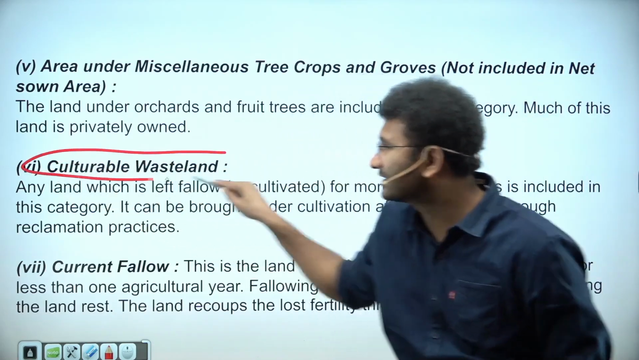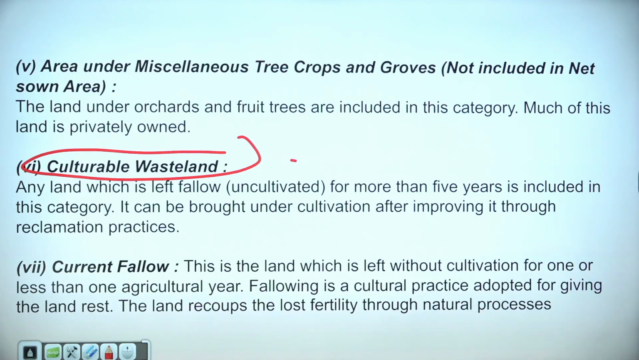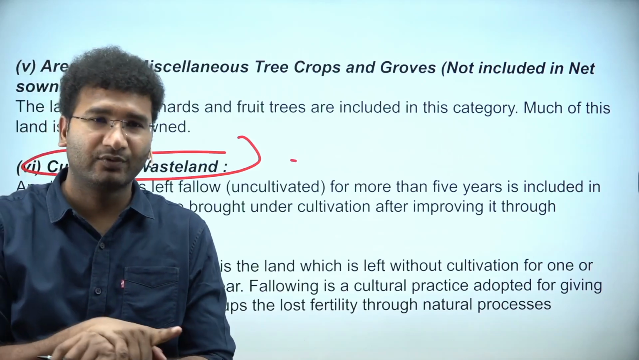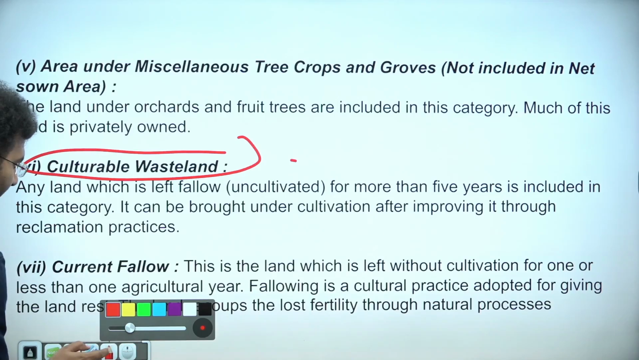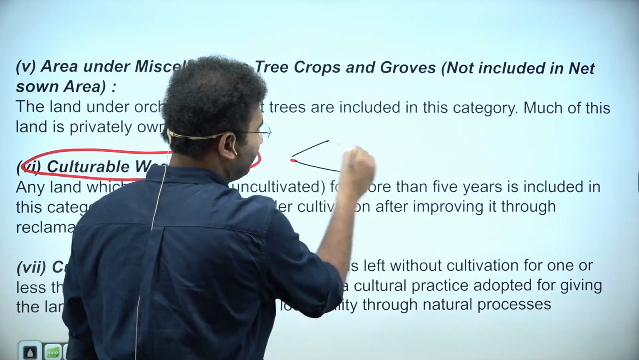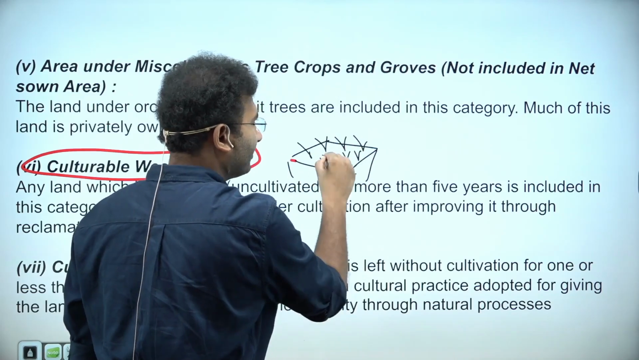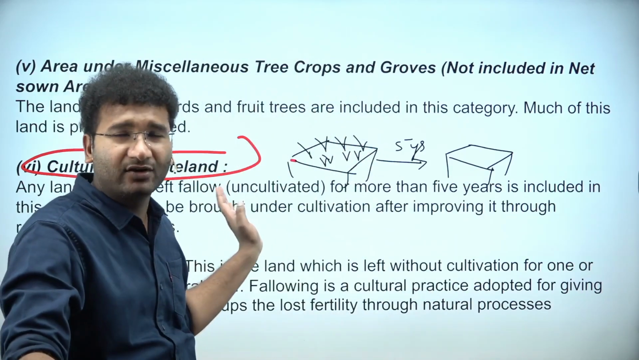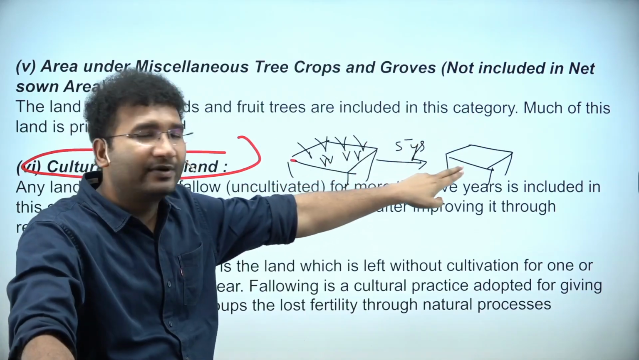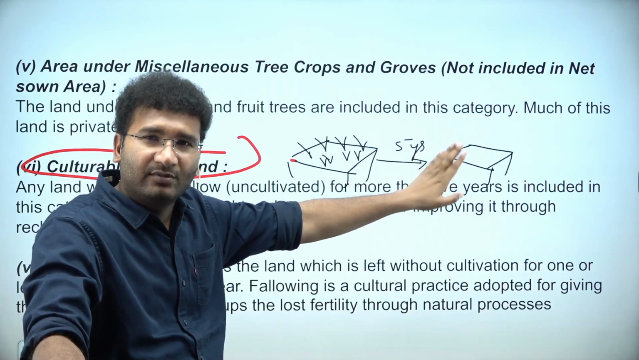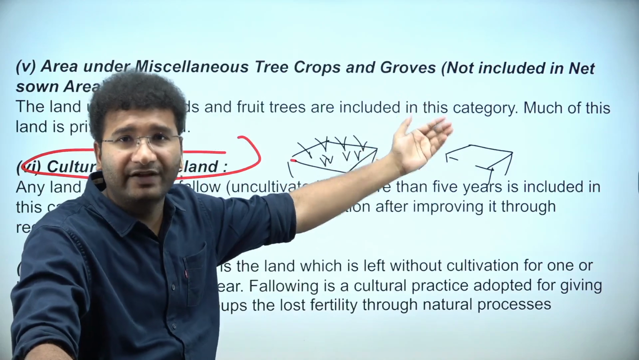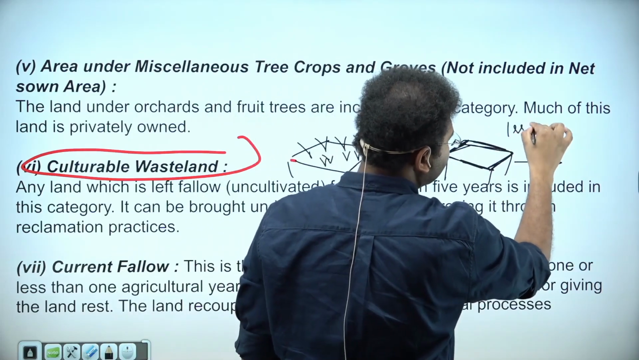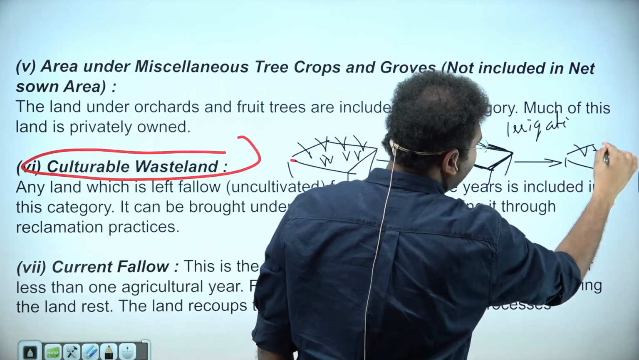Now come to culturable wastelands. What is this culturable wasteland? Any land which is left fallow for more than 5 years is included in this category. It can be brought under cultivation after improving it through irrigation facilities. For example, this is a land which was earlier growing crops, but for 5 years you have kept it barren for various reasons. There's no one to take care of it, they got better opportunities, they went to the city or so. Now this land will become wasteland, and it is called culturable wasteland. Meaning it has potential, but still it was kept waste. So when it has the potential to be brought back, if you give irrigation to this, then this can again grow good crops.